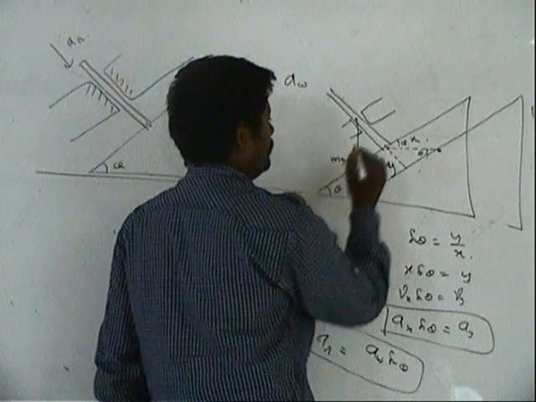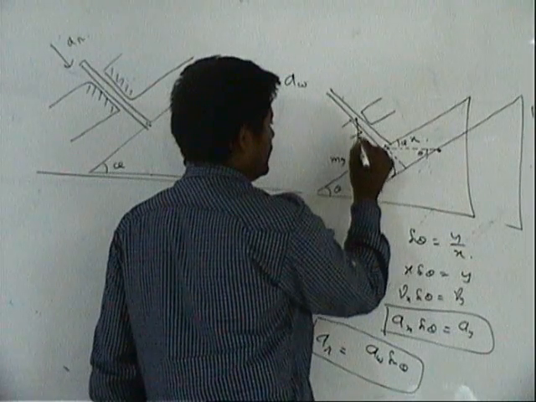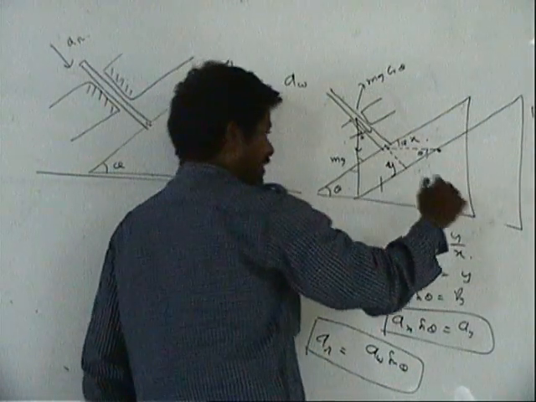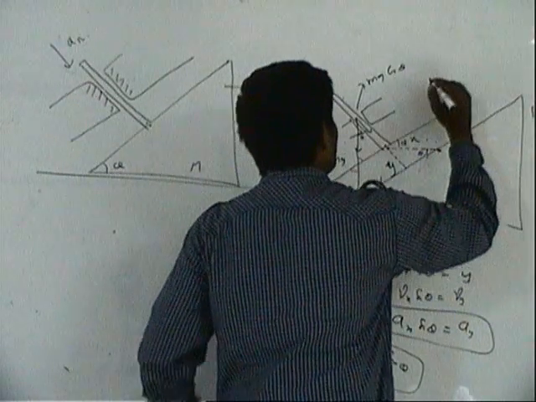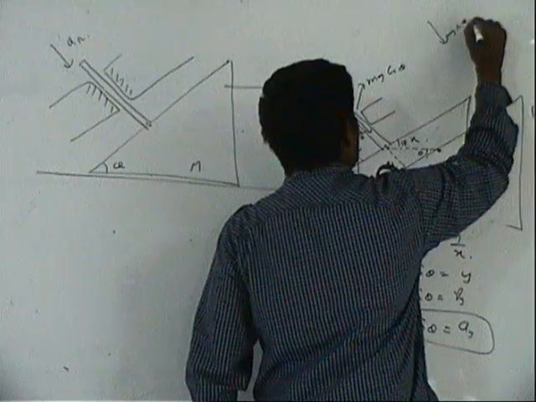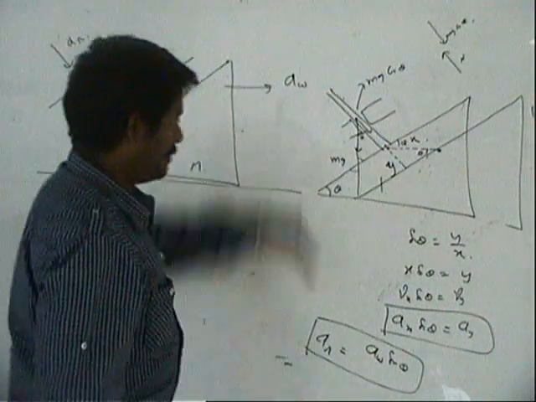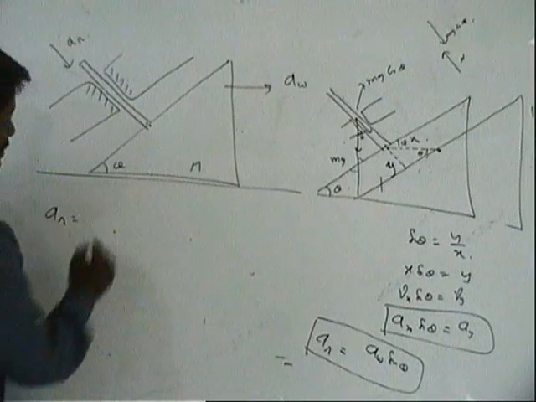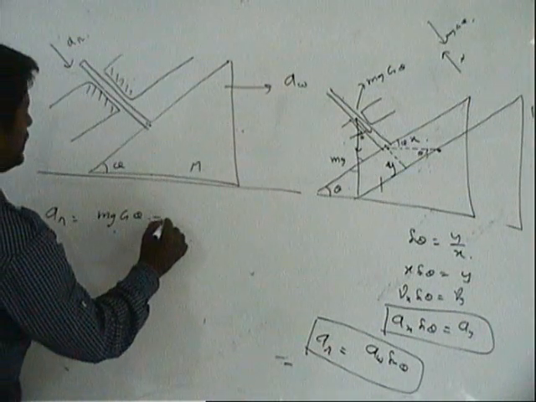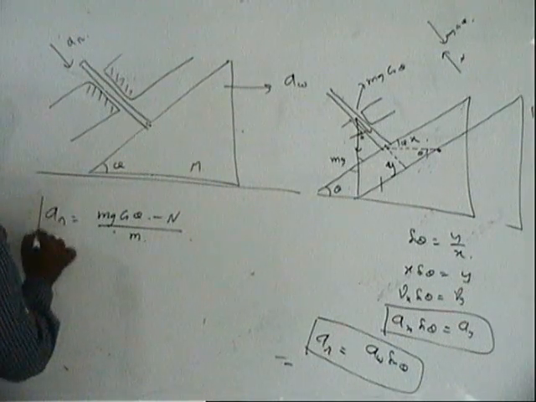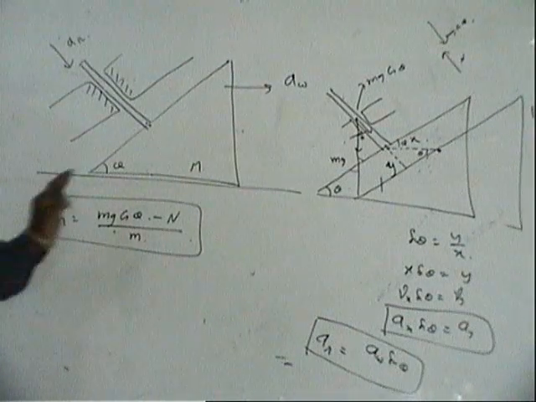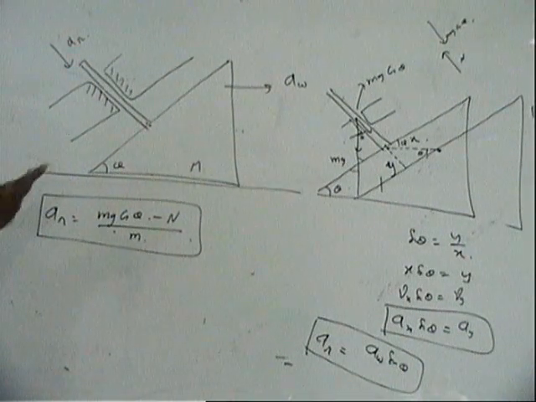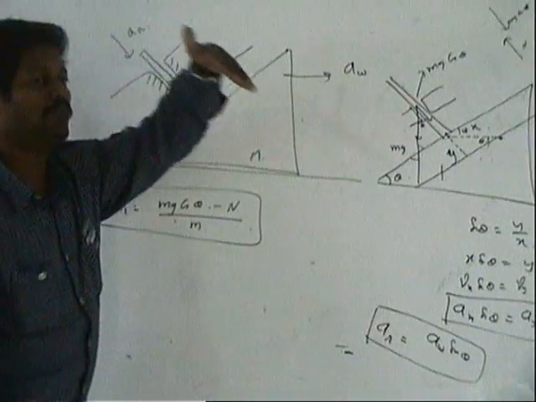Mg of the rod is vertically down. This is 90 minus theta, this is 90 minus theta, this is theta. This side we have Mg cos theta in this direction. From the wedge, we have normal reaction. On the rod, Mg cos theta is this side, and this side we have normal reaction. But the rod is moving down with some acceleration. Therefore, acceleration of the rod is net force by mass, that is, Mg cos theta minus N, by mass of the rod. We got one equation for acceleration of the rod: net force on the rod divided by mass. When I say net force, I mean the force in the direction of motion only. Other forces are not required because the rod is constrained to move along the wall.